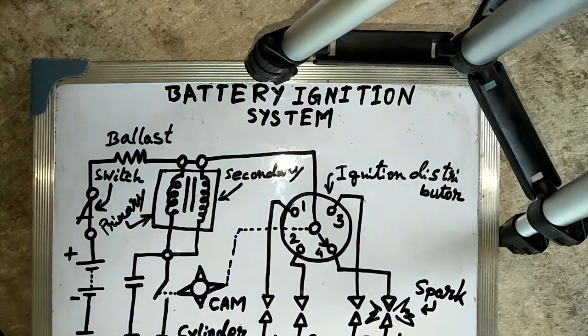Today we are going to learn about ignition systems, basically the battery ignition system and the magneto ignition system. You have already learned what an ignition system is and the basic knowledge of ignition. You already learned about that.